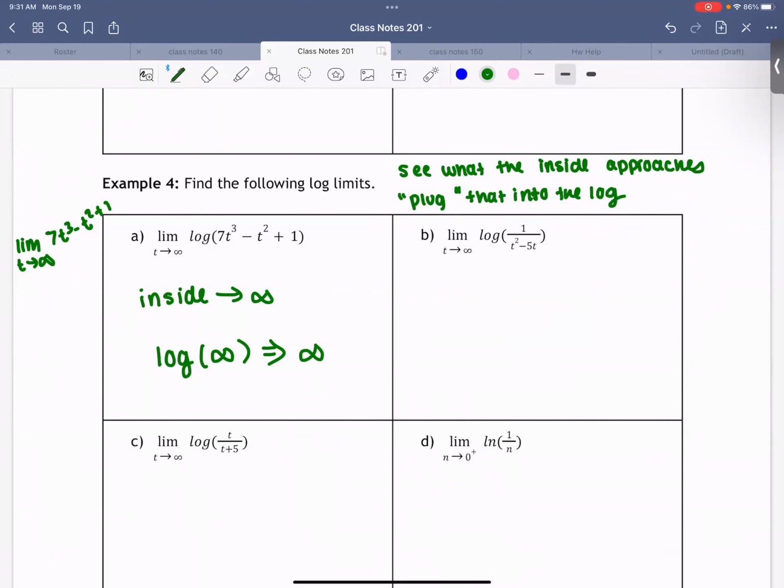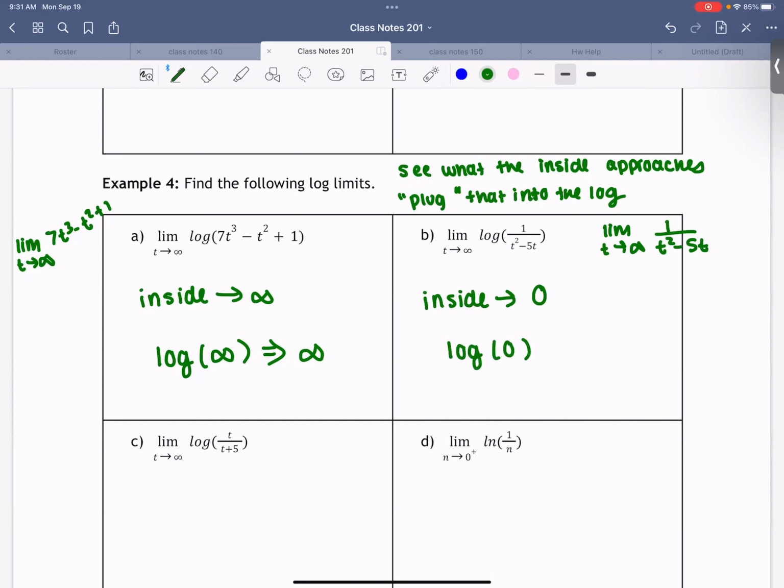All right, part B, we want to find the log of 1 over t squared minus 5t as we're approaching infinity. Let's see what the inside goes to. Remember, when I'm saying where does the inside go to, I'm essentially finding the limit as t goes to infinity of the inside. What is that limit? 0, good. So now once I found what the inside is approaching, I'm plugging it in to the log.